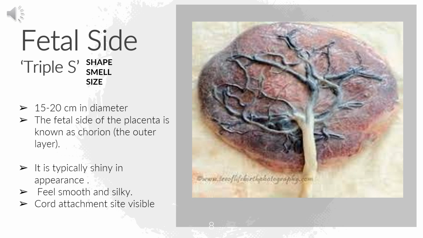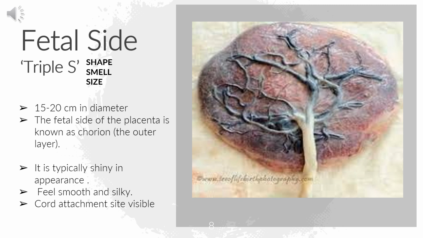The outer layer of the placenta on the fetal side is known as the chorion. This area is typically shiny, grey and translucent. If you have a chance, try and feel it on placement. Ask your mentor, is it okay if I just have a look at the placenta and have a feel and observe the fetal side? On this side, you will see some vessels running through into the placenta as well, and the cord attachment site should be visible.